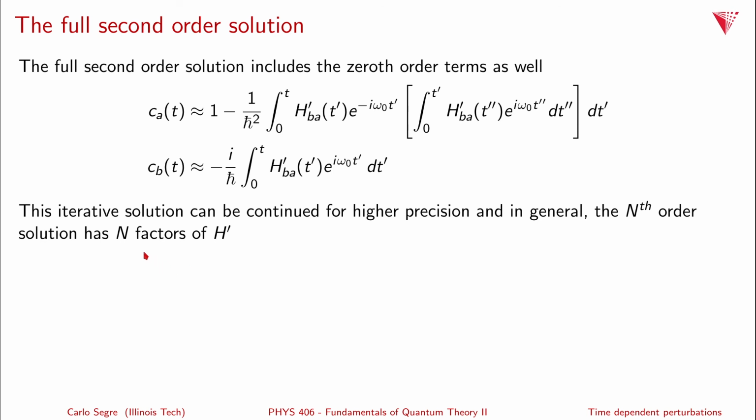So this iterative solution, you can continue it on for higher precision. And in general, the nth order solution has n factors of H prime, right? So the first order term for CB has one H prime. The second order correction for CA has one here and one here, so it has two.